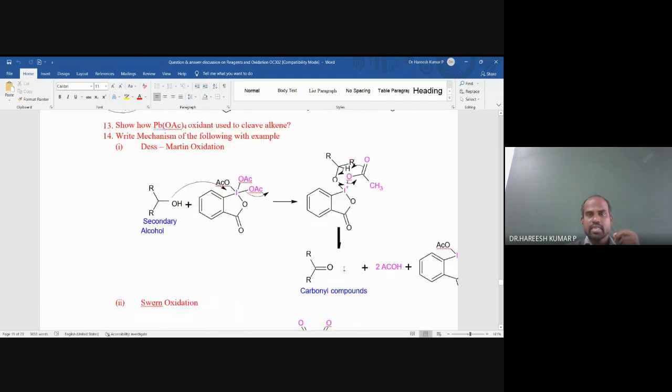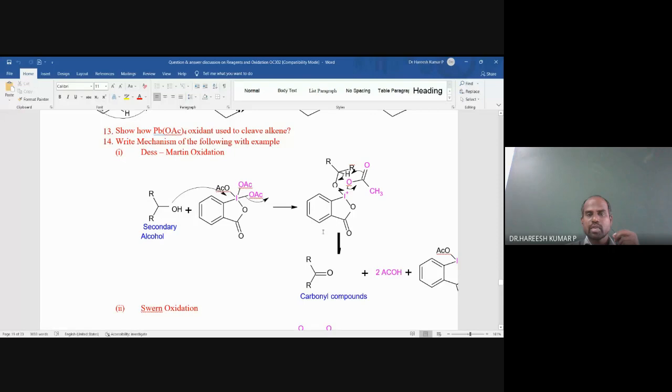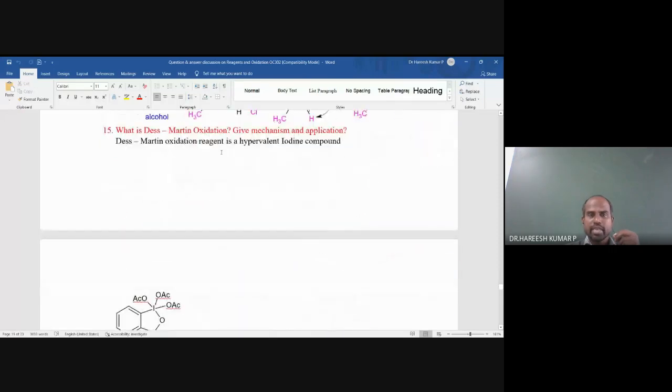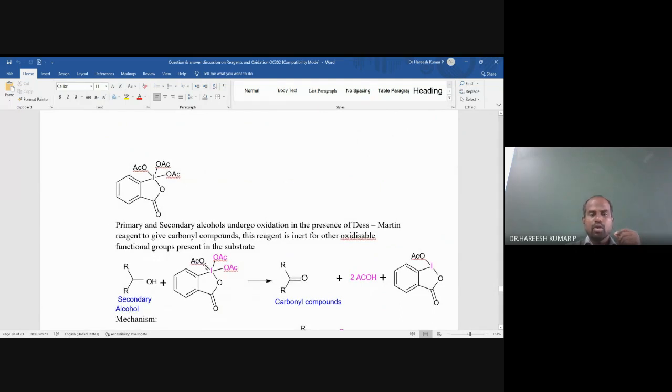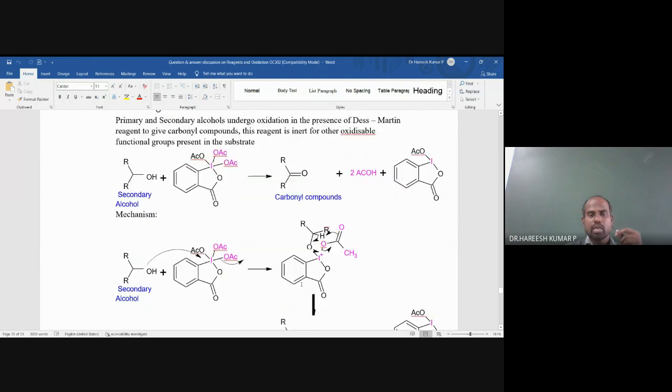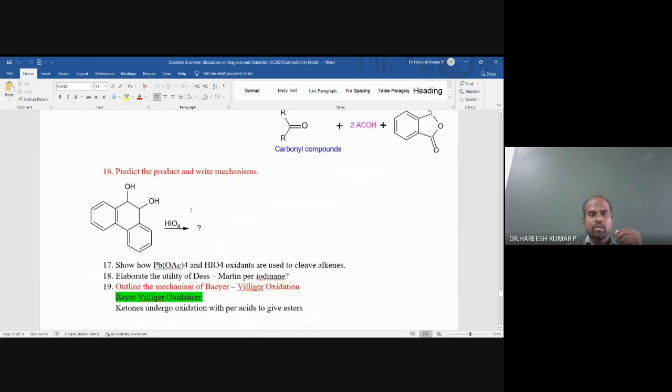So I think here itself I have explained what is Dess-Martin. Again, one question is there on the Dess-Martin. Dess-Martin oxidation reagent is a hypervalent iodine compound. It converts a primary or secondary alcohol into carbonyl compounds. I think this question I have given.